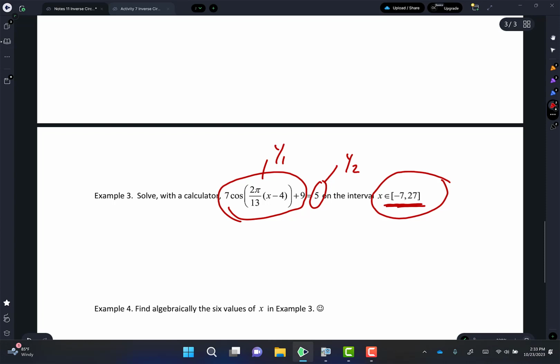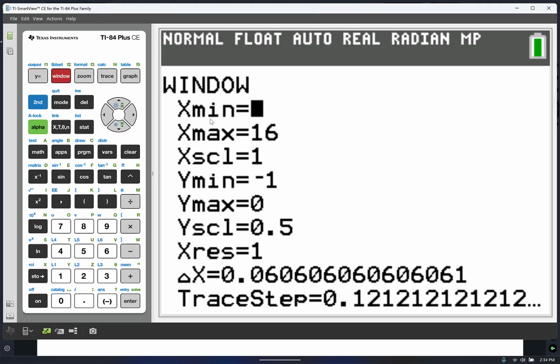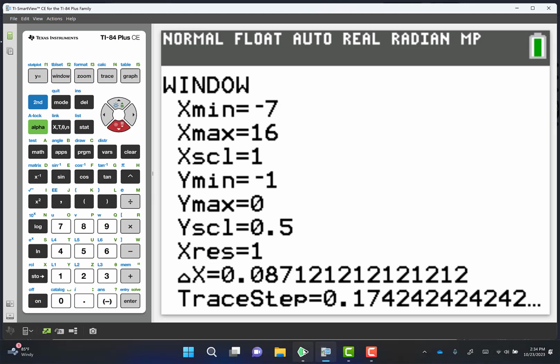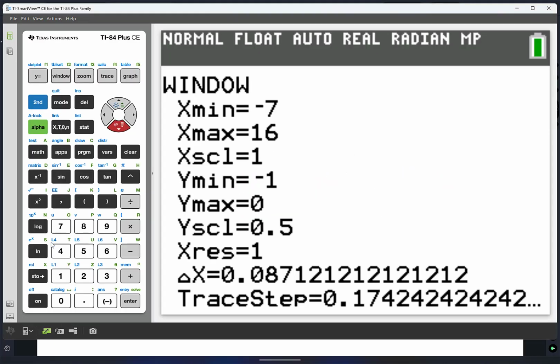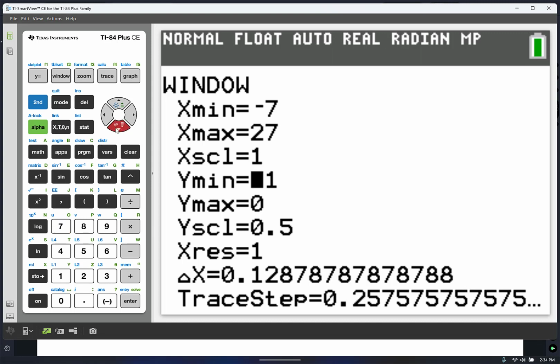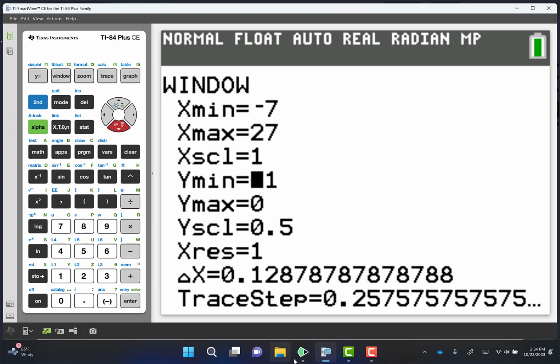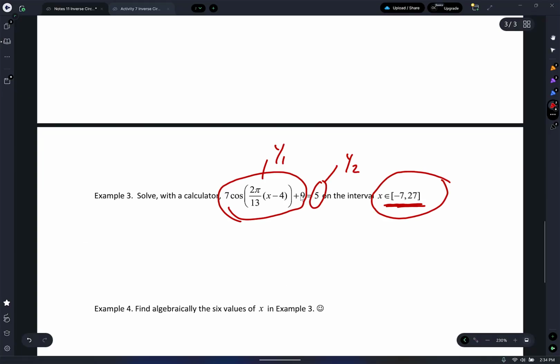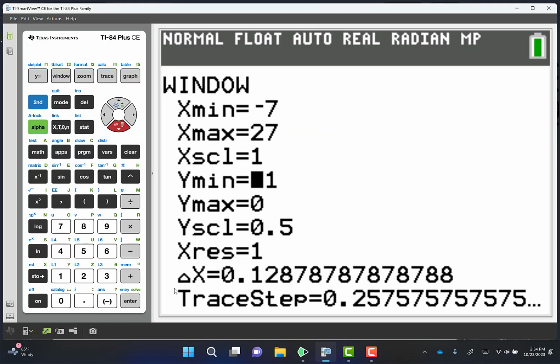So go to window. On x min, put -7. On x max, what was it, 27? Put 27. X scale by 1, yeah, that's fine. On y min, let's see, what's the smallest this goes? The midline is 9 and go down 7, so 9 minus 7, what's that, 2? So go down to 0. So I'm going to put 0.